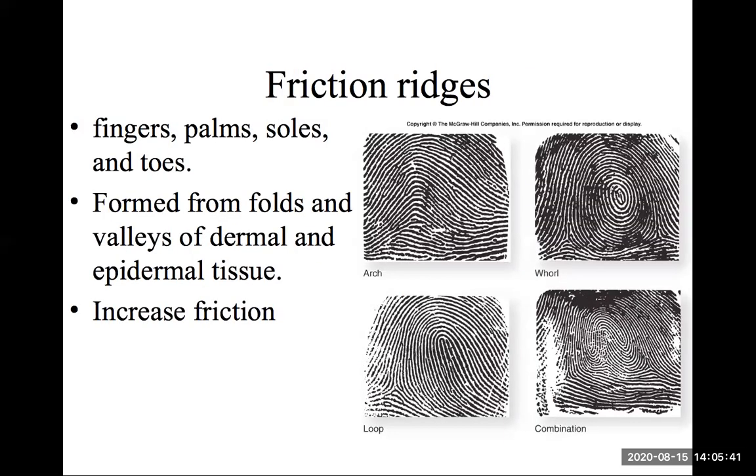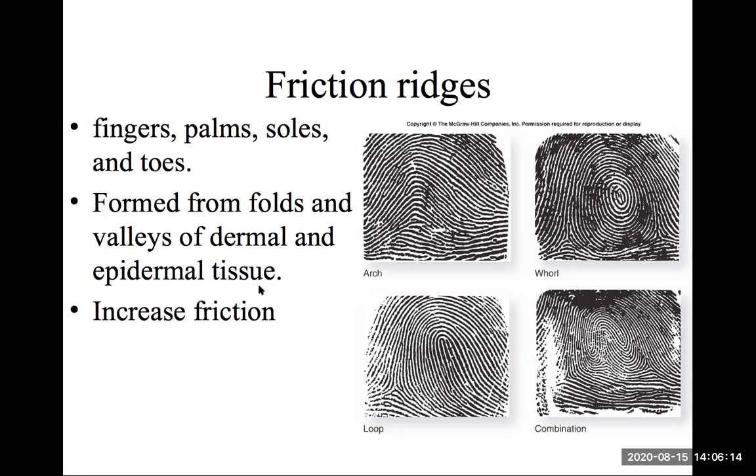All right, so let's look now at the hands and the feet, the thick skin, and you're gonna see the formation of friction ridges. We know these mostly as fingerprints, but they're not just limited to the tips of your fingers. They're all over, all of your thick skin has these friction ridges. And so they're on your fingers, palms, soles of your feet, and the toes. And you can see some different examples here that we've given names to define what they look like.